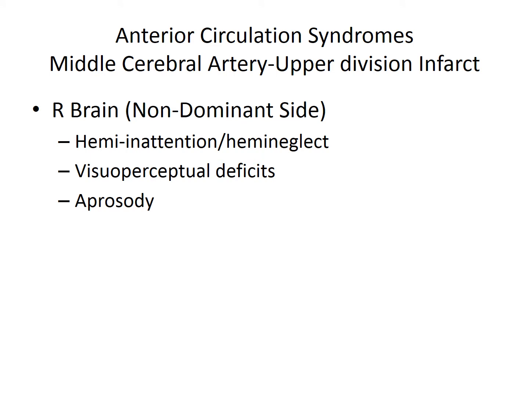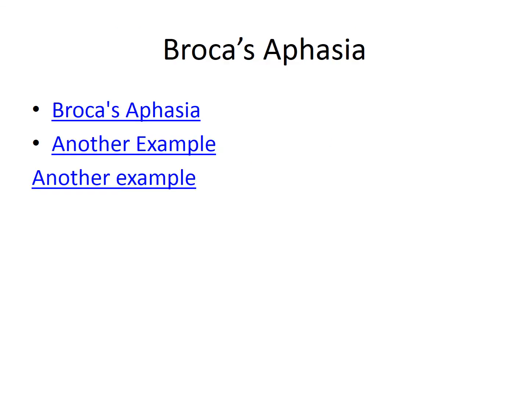Okay, so we just talked about upper division middle cerebral artery infarcts for left brain or dominant side. Let's talk about right brain or non-dominant side. Deficits that we would expect to see in our clients are hemi-inattention or hemi-neglects, visual perceptual deficits, and aprosody. Yes, that is the correct way to say it, aprosody. Please watch these videos giving different examples of different types of aphasia that you would see with both dominant and non-dominant side strokes.